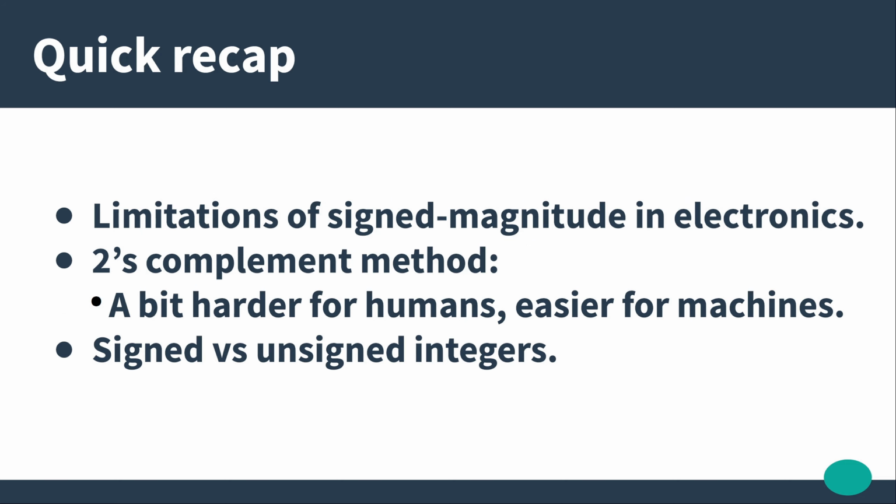That concludes today's discussion. To recap, today we've briefly considered the limitations of a signed magnitude method to represent negative numbers in binary. We've looked at the 2's complement method, which represents an important trade-off. It is a bit more difficult for humans to understand, but it makes things much easier for machines. We've also seen the concept of signed versus unsigned numbers, and we've noted that we'll have to consider it more carefully when the need arises.